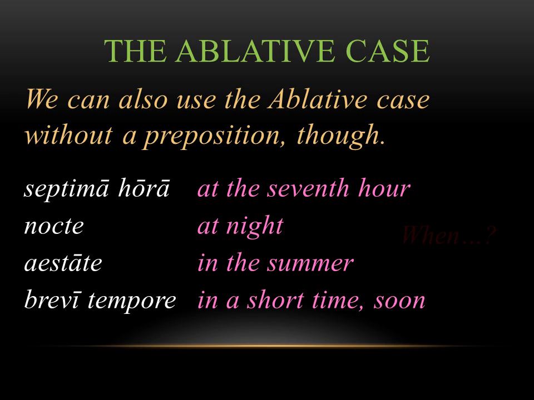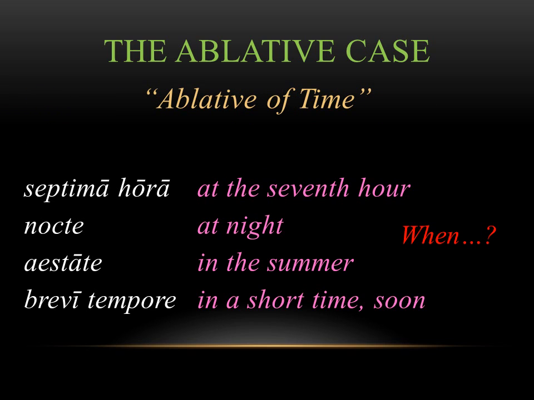All four of these examples are answering the question of when something happened. We call this the ablative of time, and the reason for that is because it's telling you the timing of an event. When did it happen? This is the ablative of time. It's the first use we're going to learn of the ablative when it's not part of a prepositional phrase.